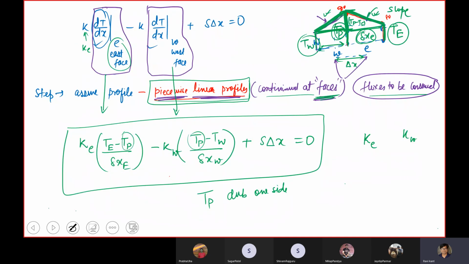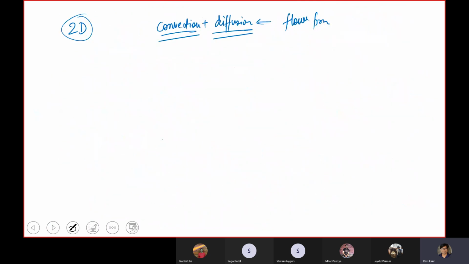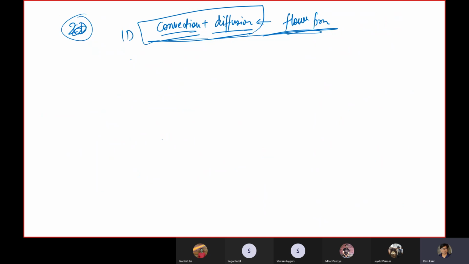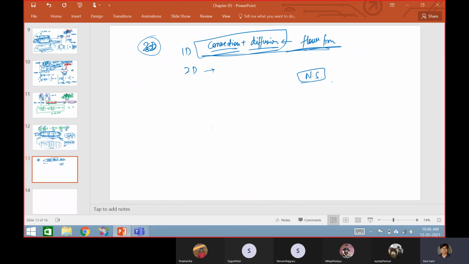So this is entirely your heat conduction governing equation. It has only the diffusion term, and slowly we will move towards fluid flow problems which have convection plus diffusion terms. First we will take 1D, then 2D, and then we will move across to Navier-Stokes equation discretization.